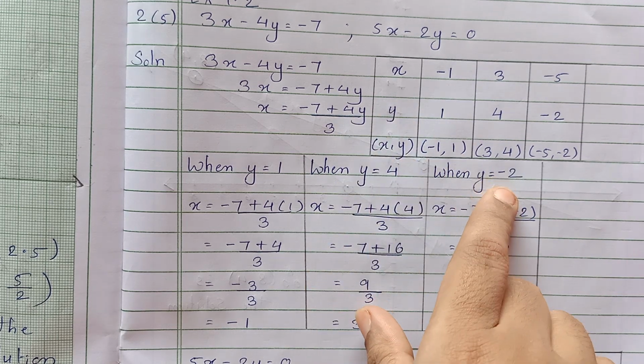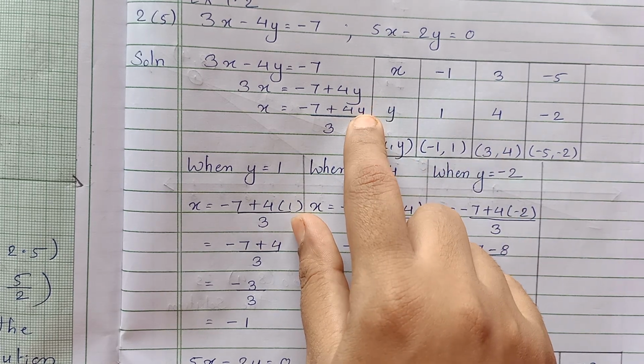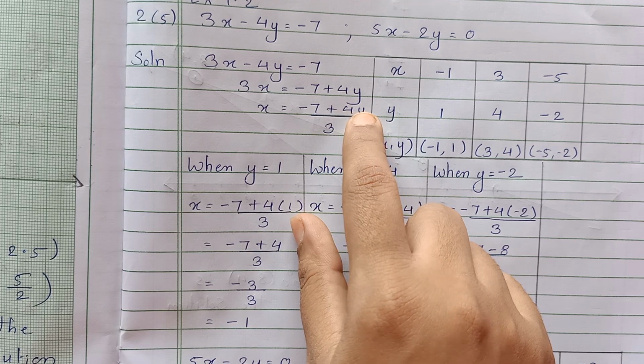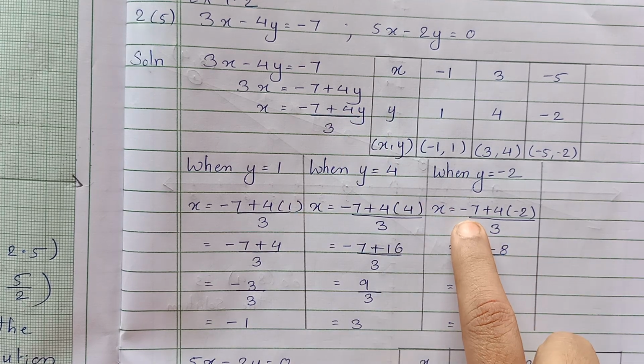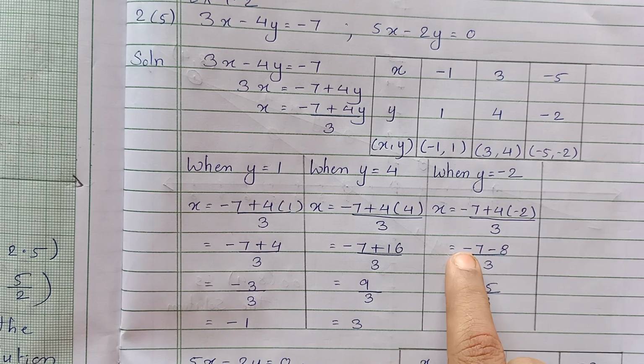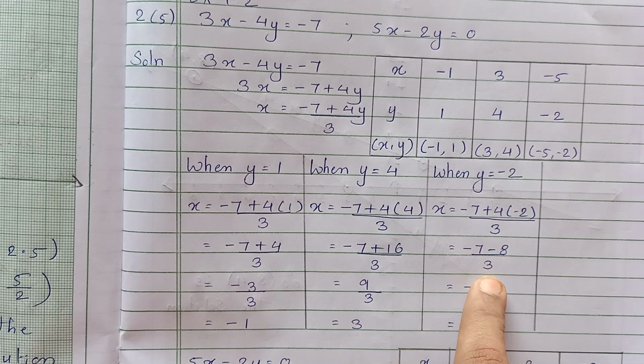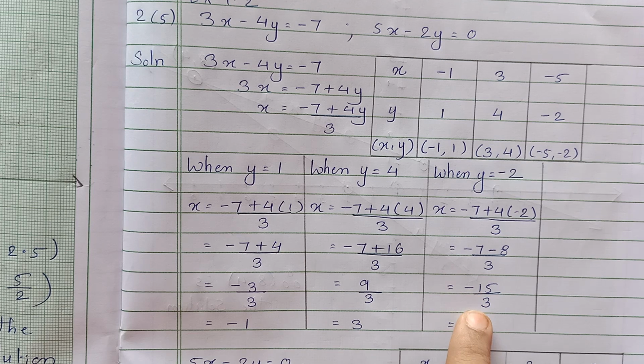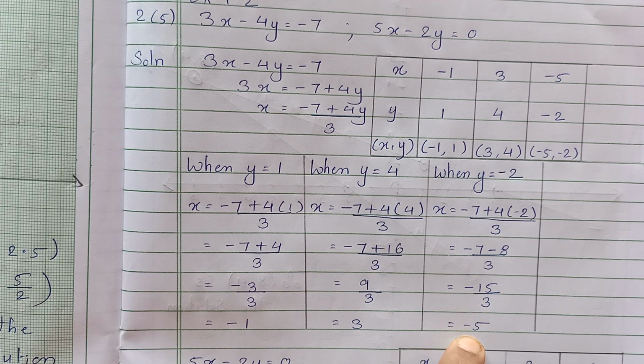So the next favorable value that I got is minus 2 over here. 4 into minus 2. Let's see what you get. Minus 7 plus 4 into minus 2 upon 3. That is minus 7 minus 8 upon 3. That is minus 15 upon 3. We get the value of x as minus 5.